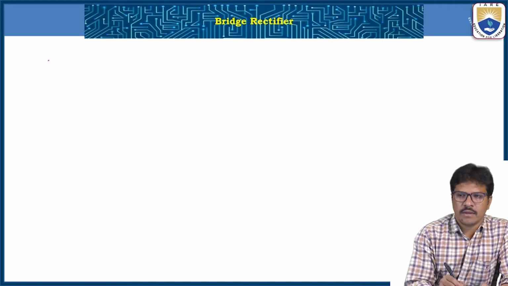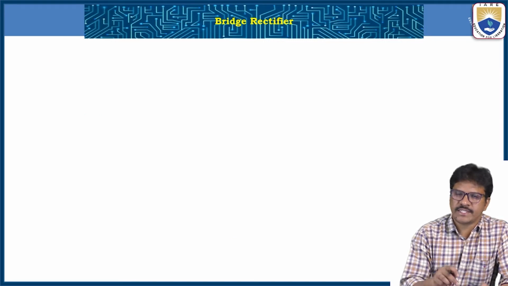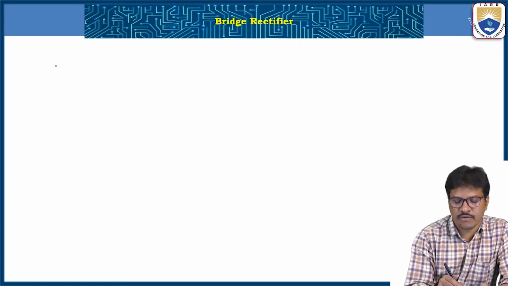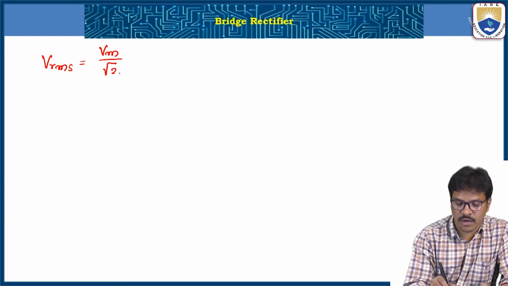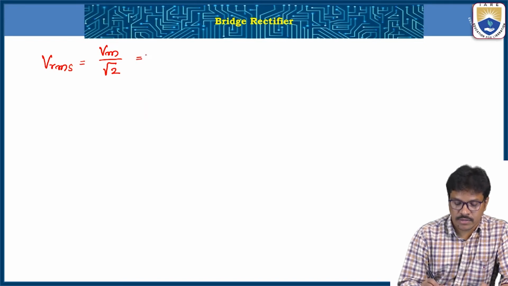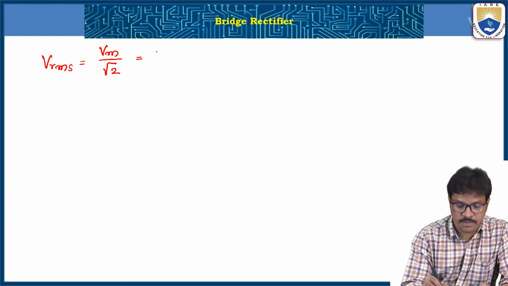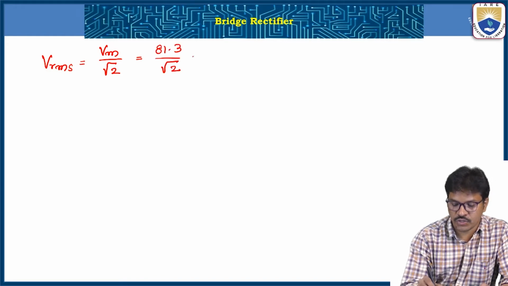The problem does not give it, but if you wish to find VRMS, what is VRMS? It is maximum voltage by root 2 for the full wave and bridge rectifier, and Vm by 2 for the half wave rectifier. So Vm by root 2 is 81.3 divided by root 2, and you will get 57.5.